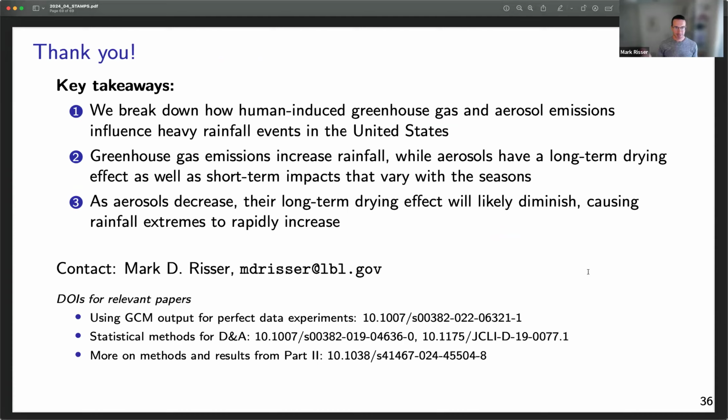Okay, that's it. I'll put the takeaways up here again. Here's my email address, and down here, if you're interested in reading more, there are some DOIs. The first one is those perfect data tests that we used to derive this DNA formula. The second is the scientific results from the second half of the talk, which was just published earlier this year. But that's all. Thank you very much.